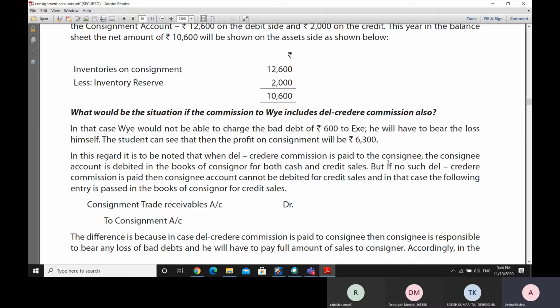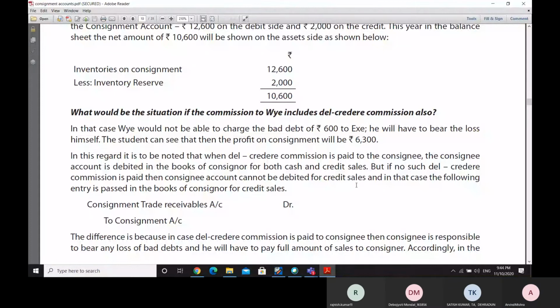Now when del creditor commission is paid, we are debiting the consignee account in the books of consignor for both the cash sale and the credit sales. So del creditor commission is going to be paid against cash sale as well as against credit sale. But if no del creditor commission is paid, then consignee account cannot be debited for credit sales.